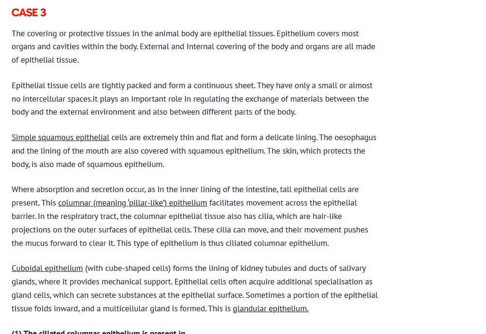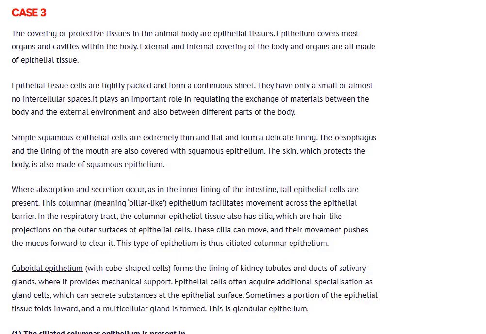The covering or protective tissue in the animal body are epithelial tissue. Epithelium covers most of the organs and cavities within the body. External and internal covering of the body and organs are all made up of epithelial tissue. So what I said, the covering tissue of animal body is known as epithelial tissue. It covers most of the organs and the cavities, and everything is made of epithelial tissue.